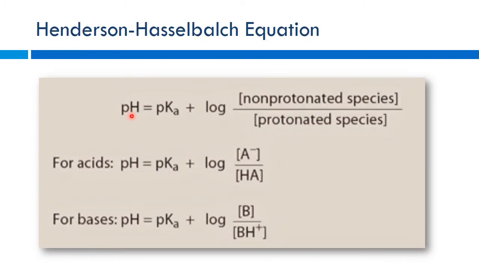So again, looking at the Henderson-Hasselbalch equation, what we can see is that pH will equal the acid dissociation constant, so pKa, plus the log of the ratio between the unprotonated species to the protonated species. What that means is for weak acids, the pH is going to equal pKa plus the log of the unprotonated charged acid versus the protonated uncharged acid. And then for bases, it'd be the same thing, except we have the unprotonated uncharged base versus the protonated charged base.